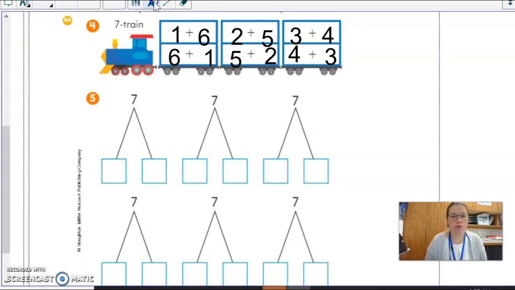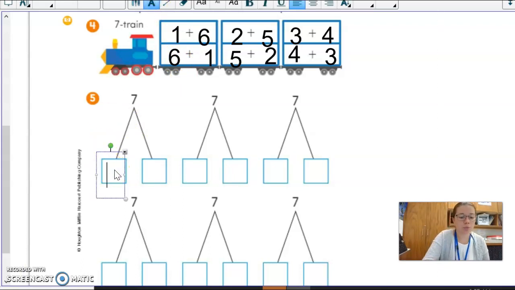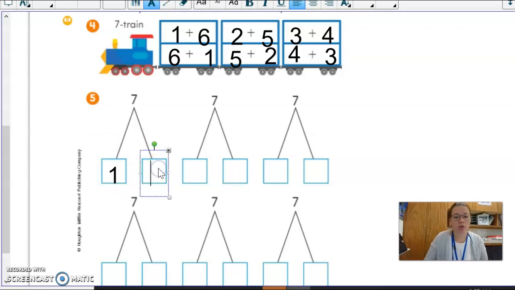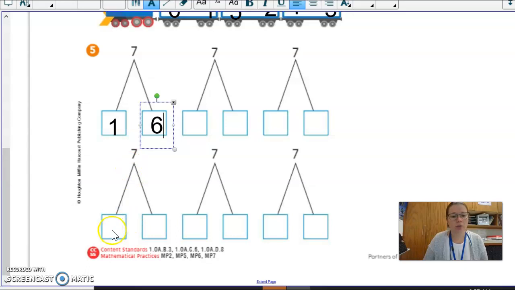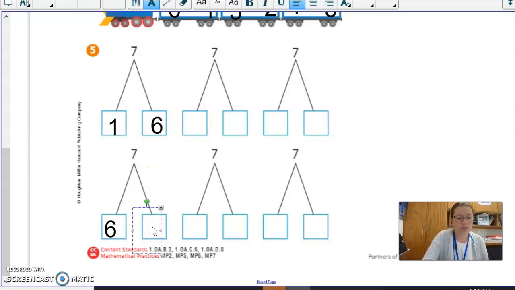Now, remember, we learned about those tiny tumblers. If you want to draw those pictures on the side to help you remember, you can. If you don't need to, you don't have to. Right underneath here, we're going to switch these partners so we make sure we get them all. We have 1 and 6, 6 and 1.